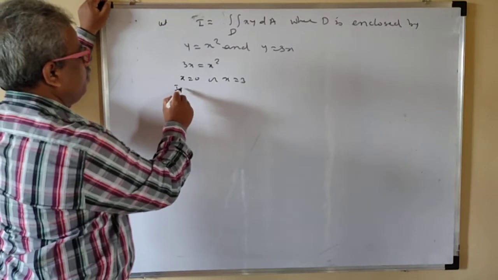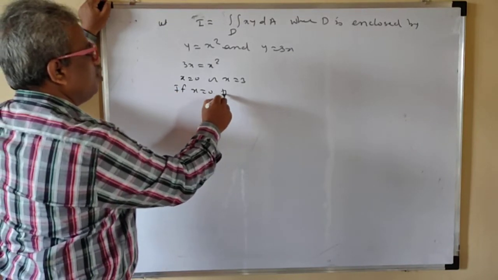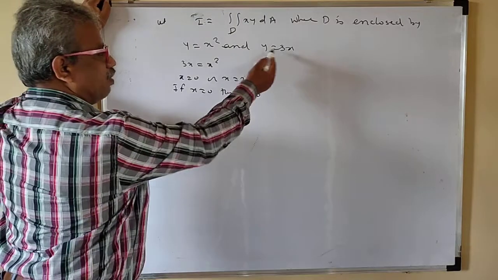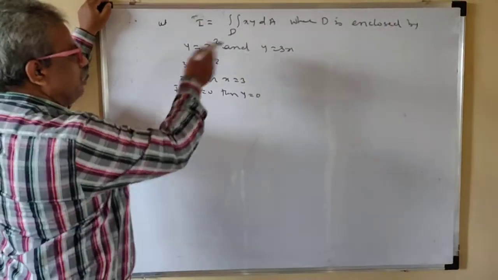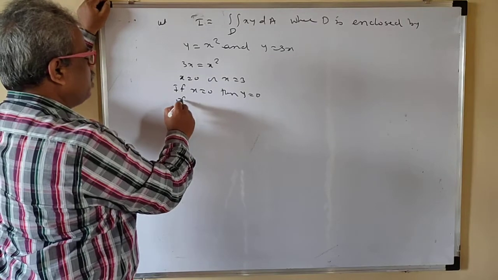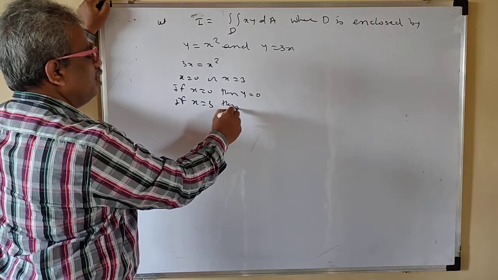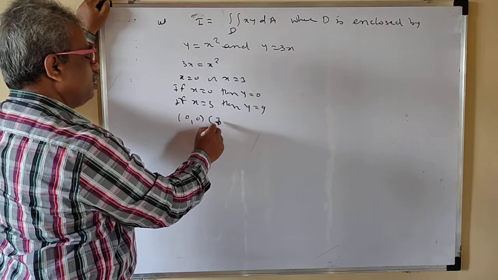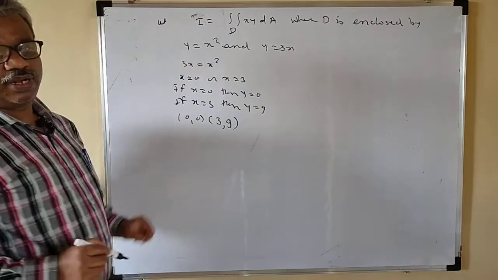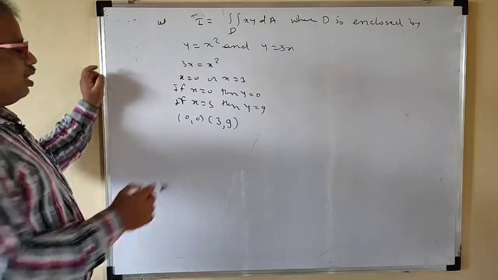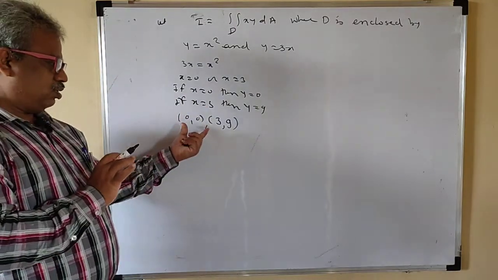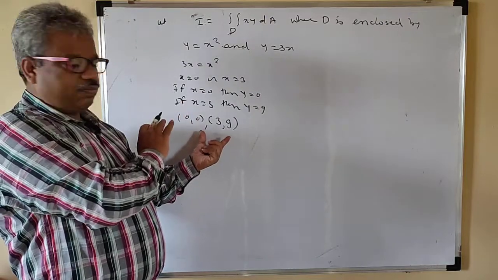If x is equal to 0, then y is equal to 0. We'll find y from this one. If x is equal to 3, then y is equal to 9. That means (0, 0) and (3, 9) are the points of intersection of these two curves. We just have to write this for ourselves.